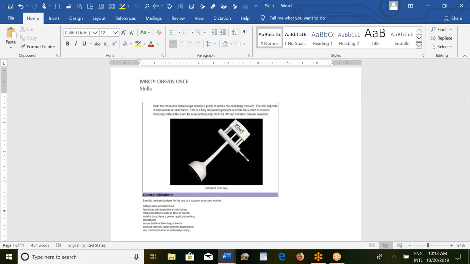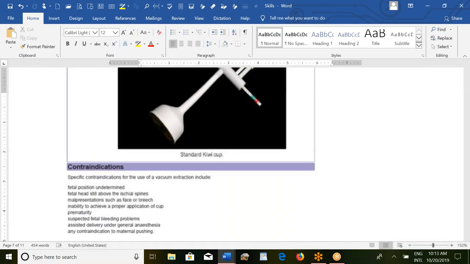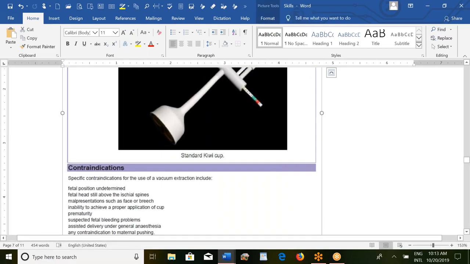Okay, so if you cannot determine the position of the head, do you think that we should proceed with an operative delivery instrument? No, we should not proceed. We should either call the senior or prepare the patient for cesarean section. Yeah, so we have some contraindications for using vacuum extraction. Can you tell me about some of them?